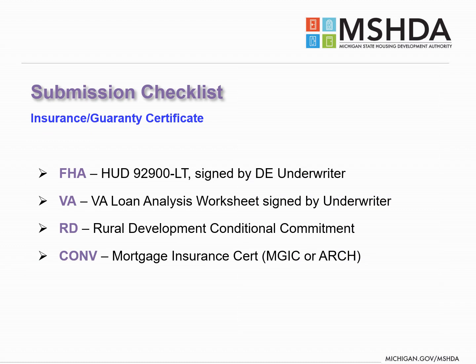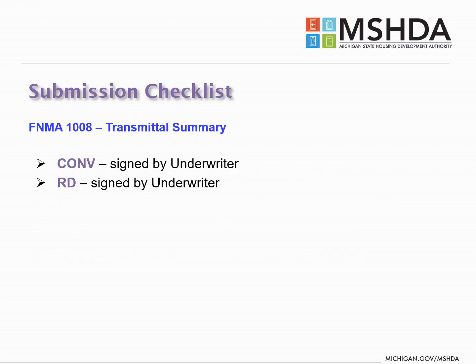The insurance or guarantee certificate is required. For FHA, that is the HUD 92900-LT, signed by the DE underwriter. For VA, the loan analysis worksheet, signed by your underwriter. For RD, the RD conditional commitment. And for conventional loans, the MI cert from either MGIC or ARCH when required. The 1008 transmittal summary, signed by your underwriter, is required to be submitted with conventional loans and RD loans.